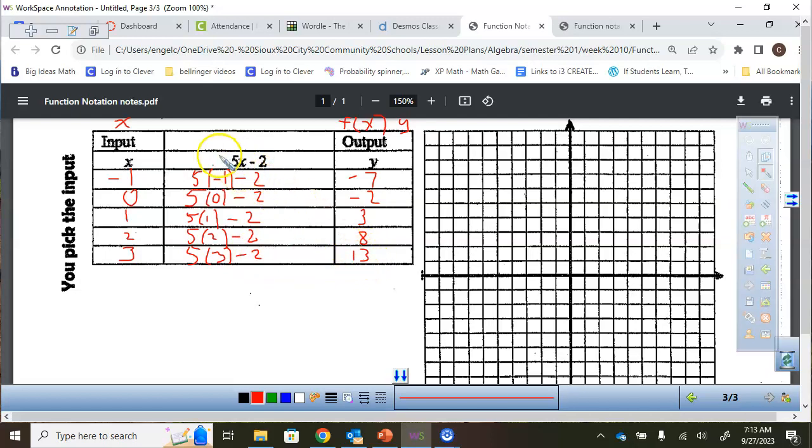And look what I'm multiplying by. I'm multiplying by 5. Look what's happening to my output. It went up by 5, up by 5, up by 5, up by 5. Again, that's not a coincidence: every time x increases by 1, my output, or my y, increased by 5. If you want to try and plot these points, you can go ahead and put those on the graph right here, and I'll let you do that step on your own.